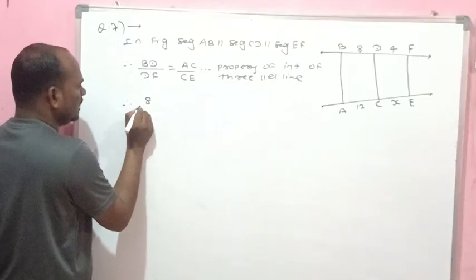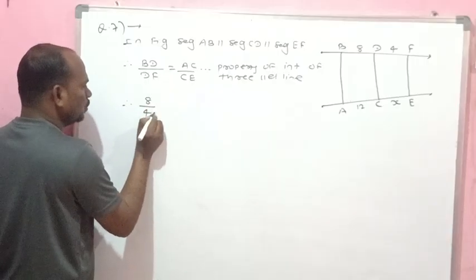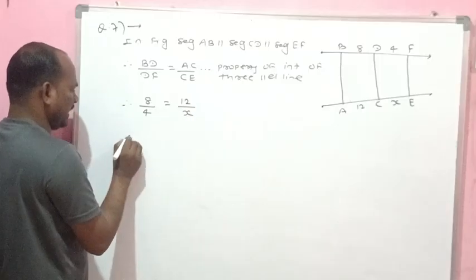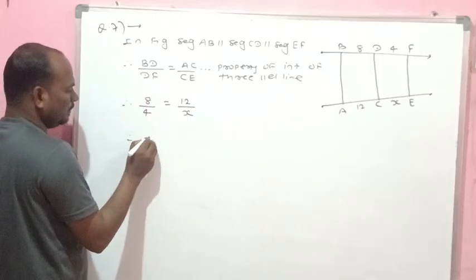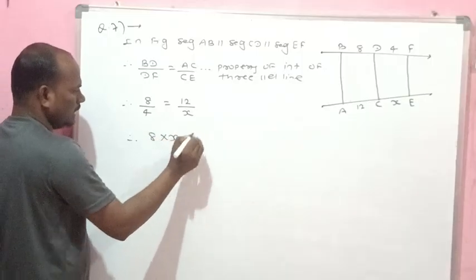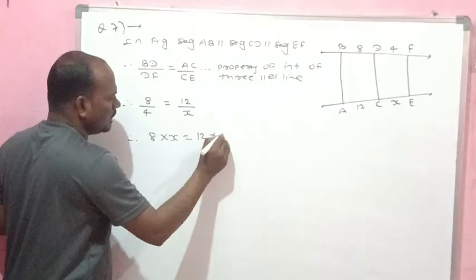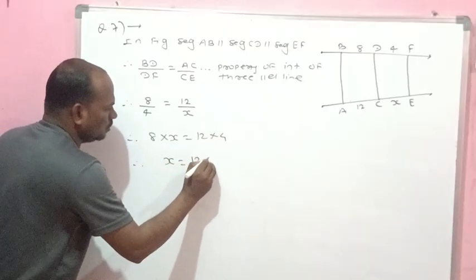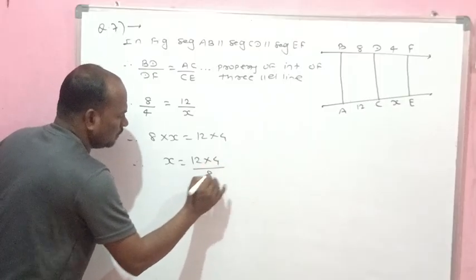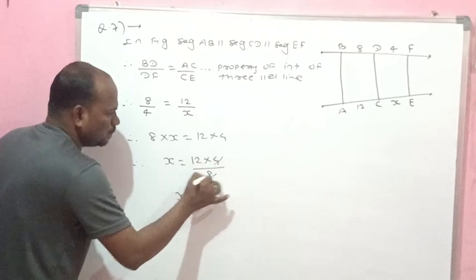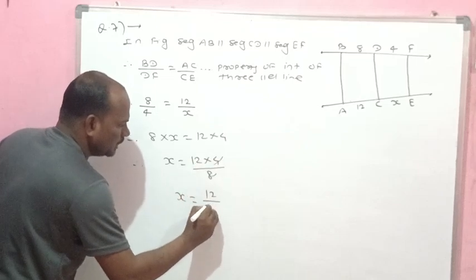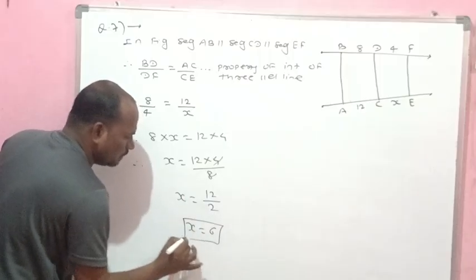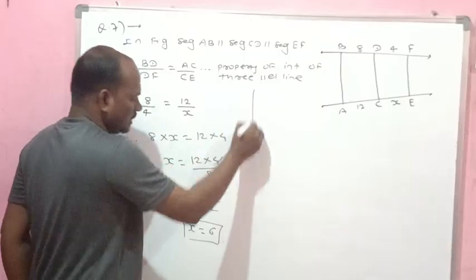Value of BD is 8. Value of DF is 4. Value of AC is 12. Value of CE is X. Take cross multiplication: 8 into X and 12 into 4. Therefore X equals 12 into 4 divided by 8. 4 twos are 8, 12 divided by 2, 2 sixes are 12. The value of X is 6.